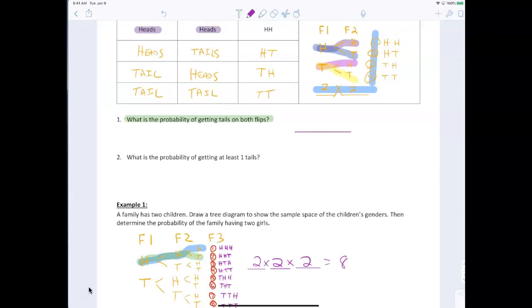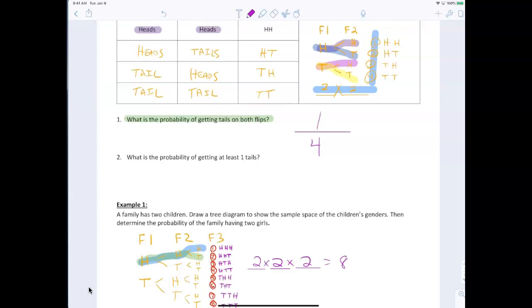Now, how many outcomes were there on this one? Tails on both flips, though. Yeah, you would say 25%, but more importantly, generally probability is done as a what? Fraction. Yeah, so you would just say 1 out of 4. Nope, that's the next question, actually.